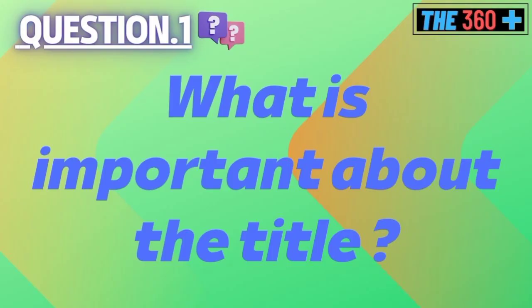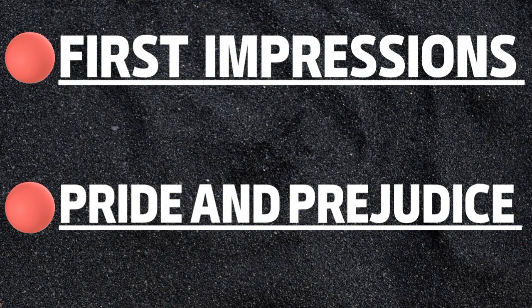So moving towards the questions, the very first question that may be asked in a university paper is about the title of the novel. What is important about the title? As we know, this novel has two names. The first name is First Impressions and the second name is Pride and Prejudice.